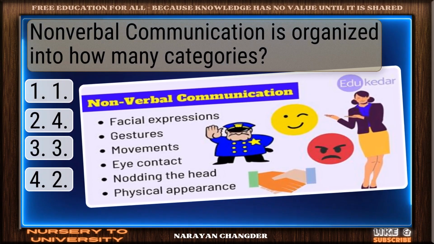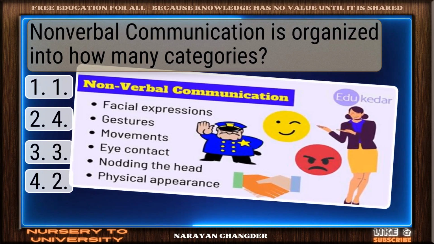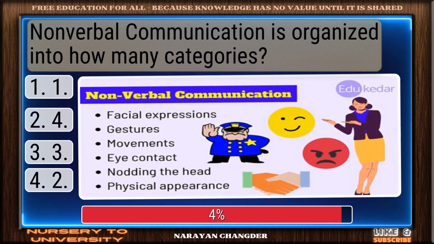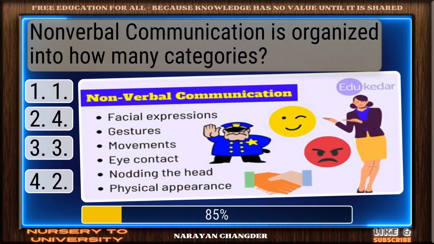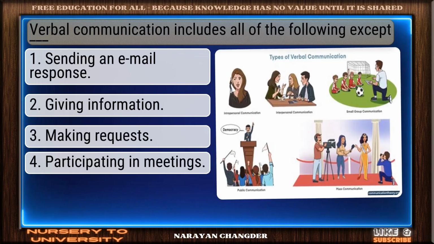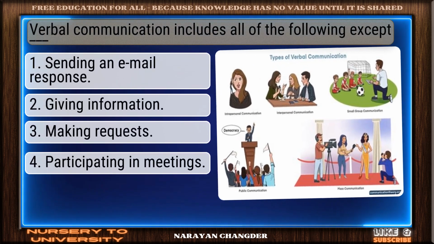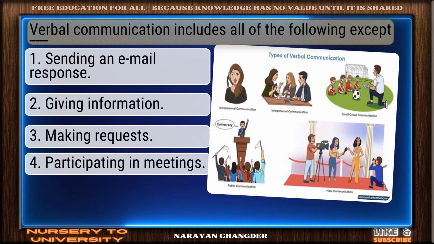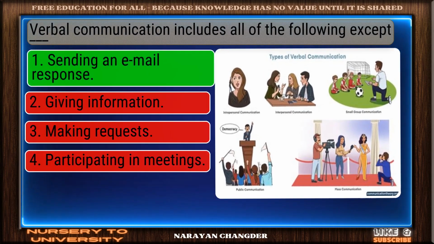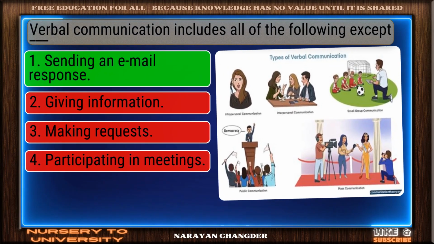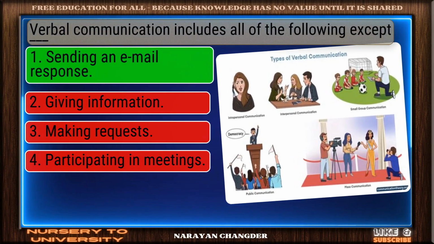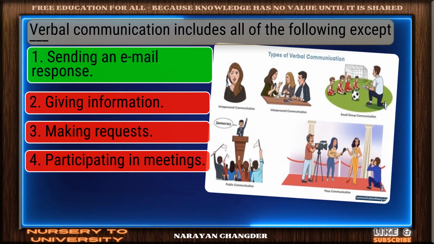Question number 13. Nonverbal communication is organized into how many categories? Exactly. 4 makes sense, and it is right choice. Question number 14. Verbal communication includes all of the following except dash. Clear logic. Your choice sending an email response is sound and 100% true.